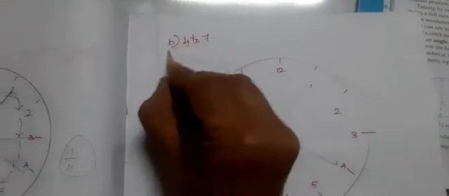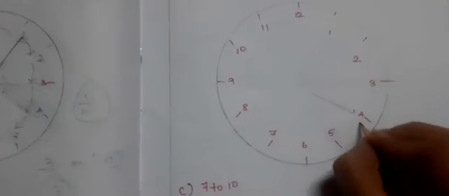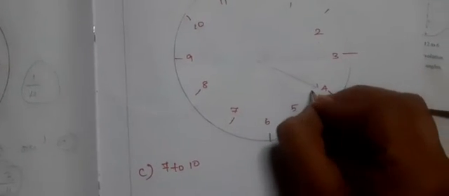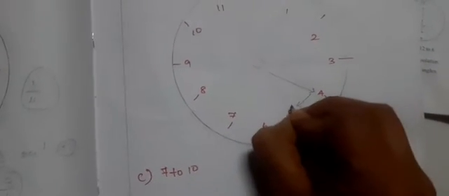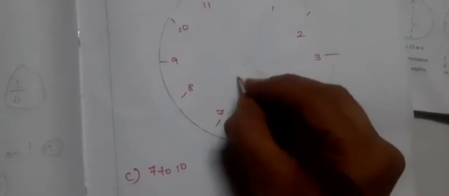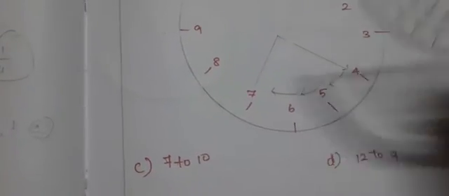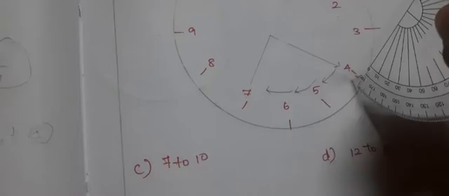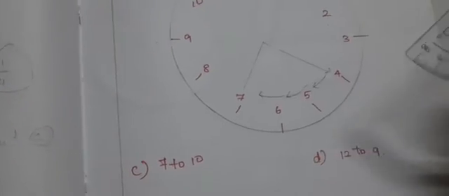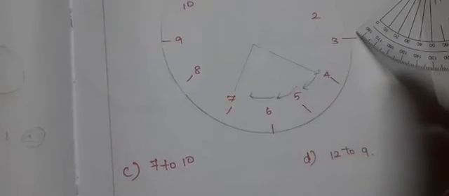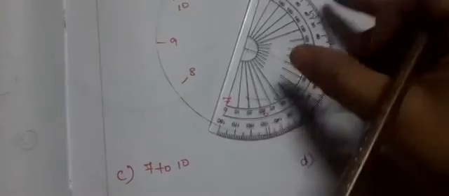Second question, 4 to 7. So from 4 we are going to move in the clockwise direction. 4 to 5, 5 to 6, 6 to 7. Now I am going to draw another line. Using protractor I am going to check whether this forms exactly 1 by 4 of the revolution or not. So 1 by 4 means what, students? It is 90 degree.